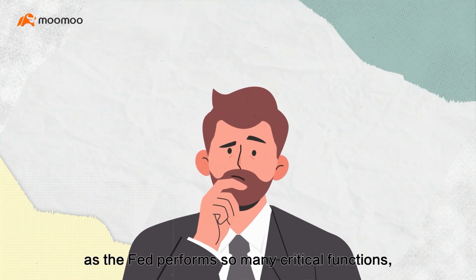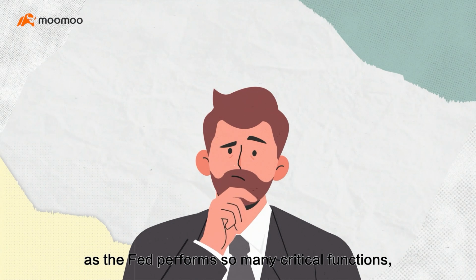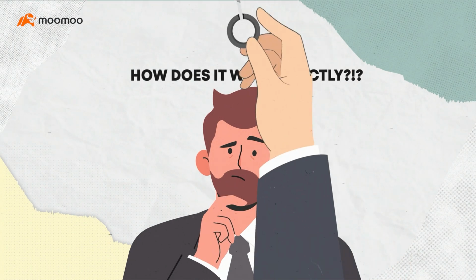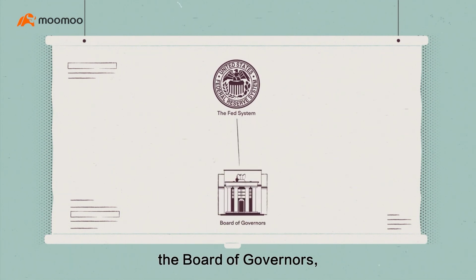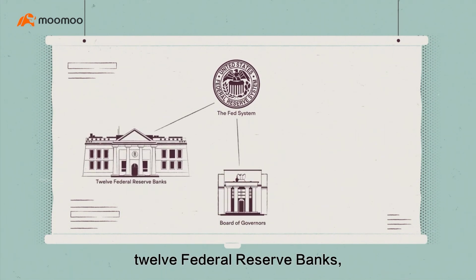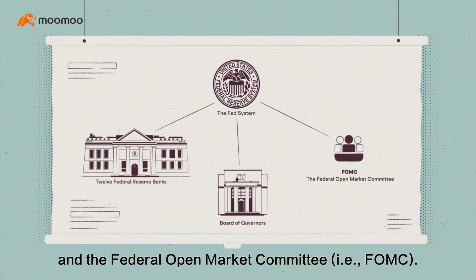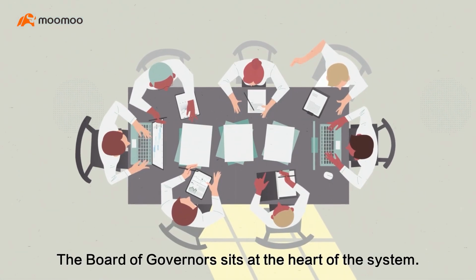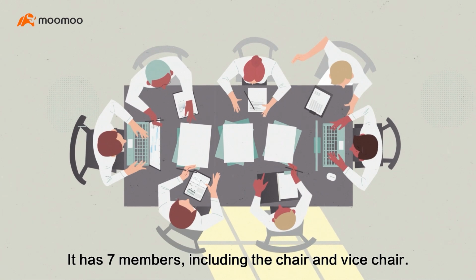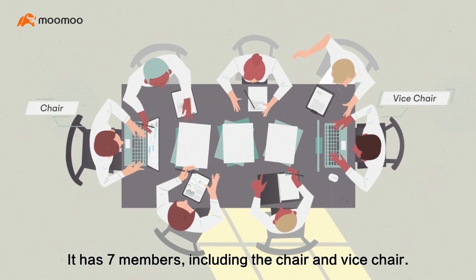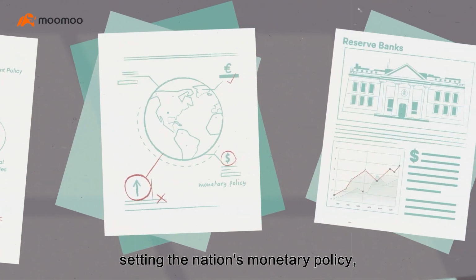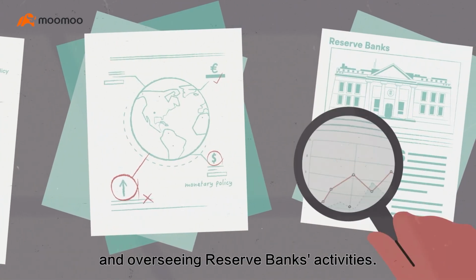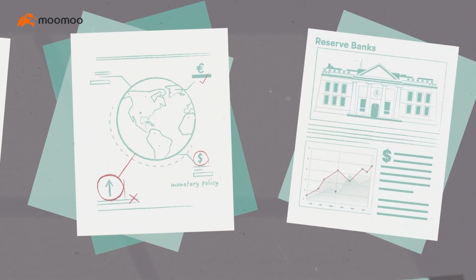You may wonder, as the Fed performs so many critical functions, how does it work exactly? Actually, the Fed system includes 3 key components: the Board of Governors, 12 Federal Reserve banks, and the Federal Open Market Committee, that is, FOMC. The Board of Governors sits at the heart of the system. It has 7 members, including the chair and vice chair. Their duties include studying economic issues, setting the nation's monetary policy, and overseeing reserve banks' activities.